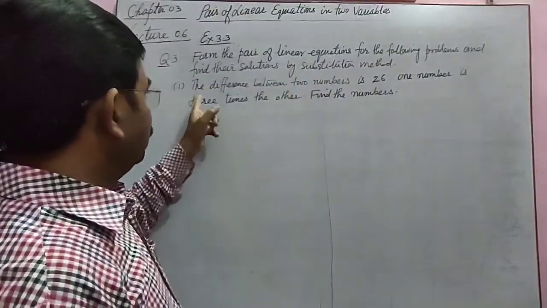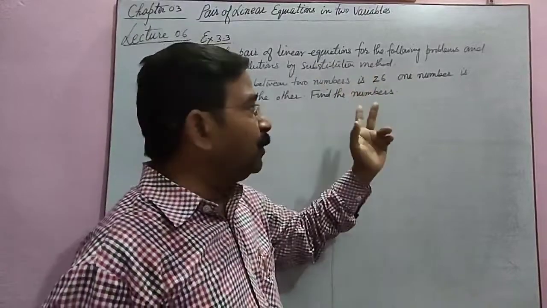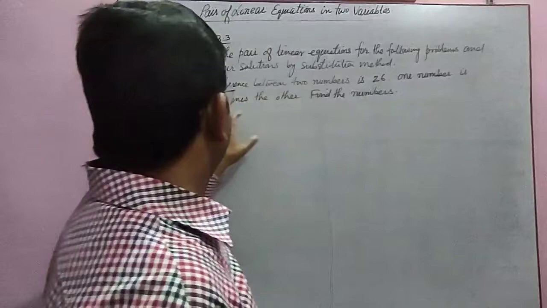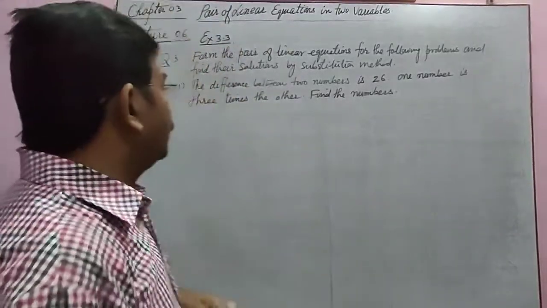So let's see. The difference between two numbers is 26. There are two numbers and we use two variables also. One of the number is 3 times the other. Find the numbers. We are going to form the equation. Let's see.